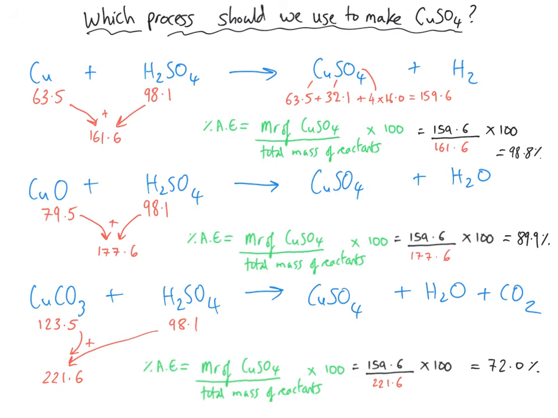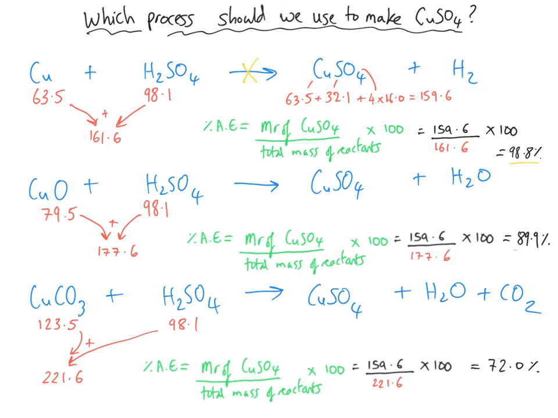And so at first glance, it looks like we should definitely do the first process because it's got the greatest atom economy and so therefore the lowest percentage waste. However, what you might remember from before GCSE maybe even is that copper and sulfuric acid actually won't react together. Copper is less reactive than hydrogen, so you won't get a reaction taking place at all. So on paper it looks great, but in practice this reaction just won't happen. So we move on to the next 2.